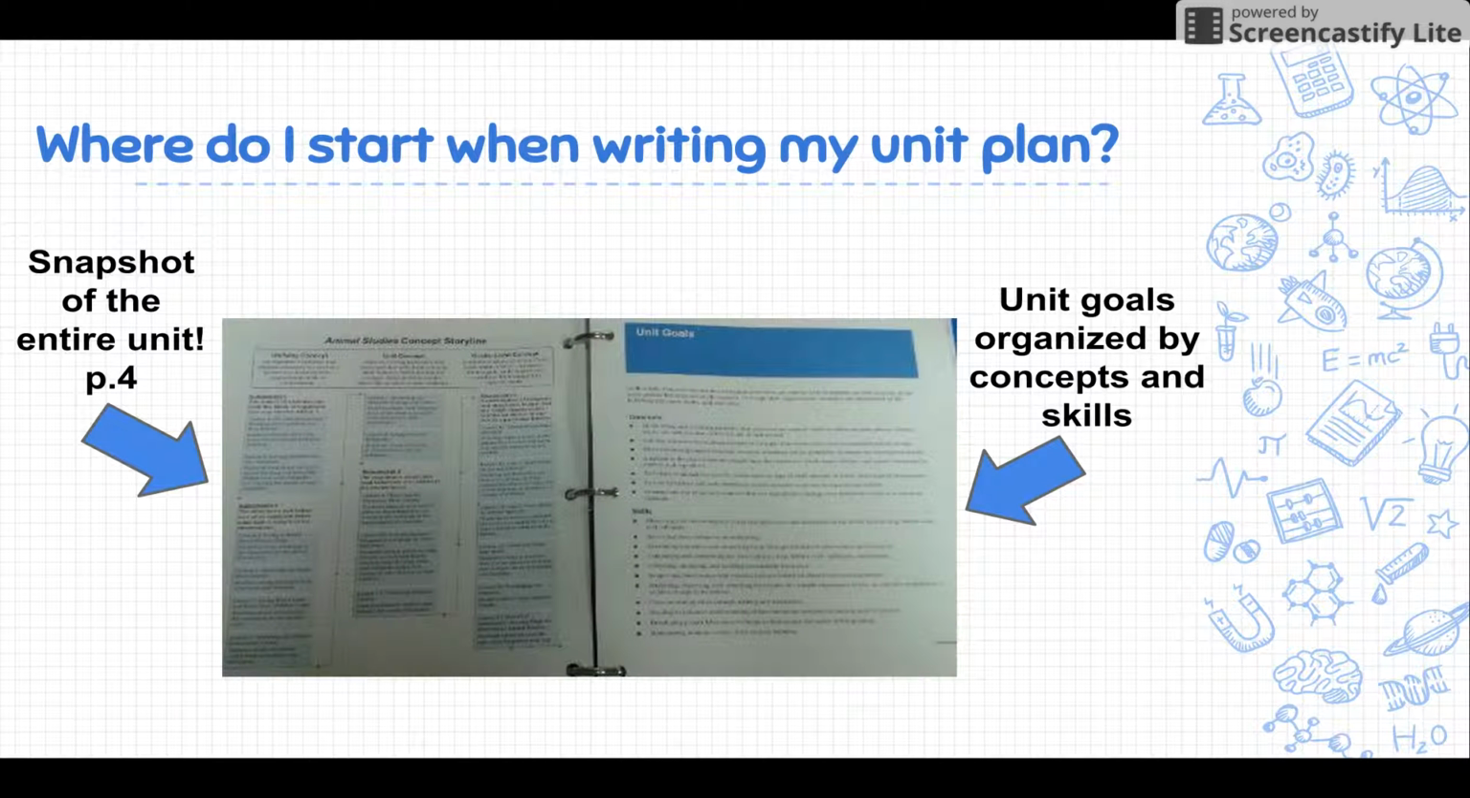Where do I start when I'm writing my unit plan? I like to start in the Unit Overview tab and go to page 4. This is a snapshot or a storyline of the entire unit and what students will be learning and doing over the course of the unit. So this is like your roadmap when you're going on a long road trip. And then page 5 has the unit goals organized by concepts and skills. This will help you write your objectives throughout the course of the unit.